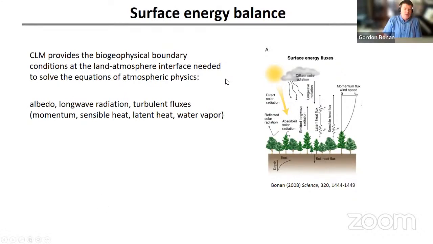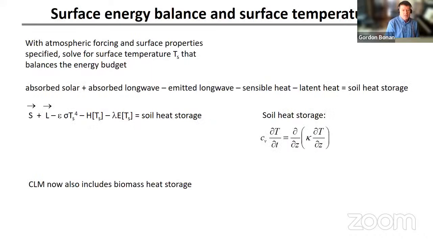Okay. So I'm Gordon Bonan, a senior scientist in the terrestrial sciences section. I'm going to talk about the surface energy balance, sort of canopy fluxes portion of CLM. And this is fundamental to CLM. Regardless of all the bells and whistles and everything CLM does, it has to provide what's called the lower boundary conditions required by the atmosphere model. And this is albedo, long wave radiation, and then the turbulent fluxes of momentum, sensible heat, latent heat, and water vapor. The way that this is done is actually by writing out equations for the surface energy balance and then solving for the temperature that satisfies the energy balance.